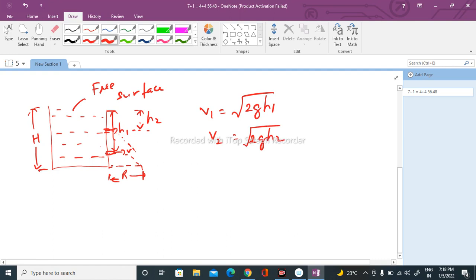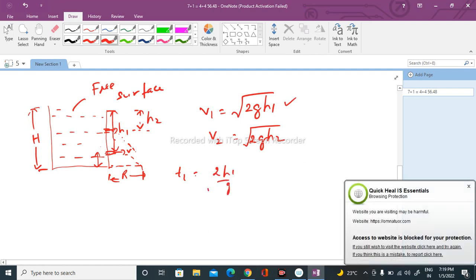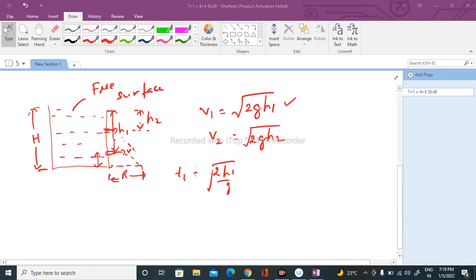Now when the water is coming out, this water is falling through this much height, and it is traveling in x as well as y direction. In the x direction it is like a projectile motion, there is no acceleration, so the time taken to travel in the y direction as well as x direction is the same. So in the first case, how to find time? It is root over 2 h1 by g. This type of problems we have done in projectile motion. How do you get this?